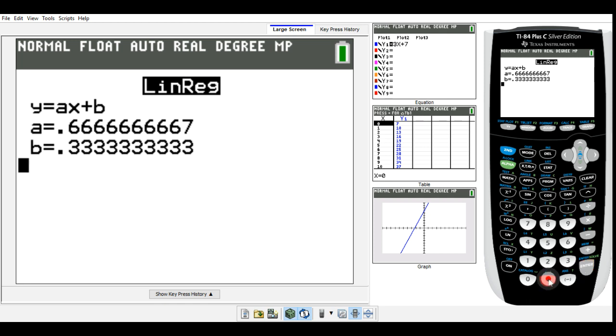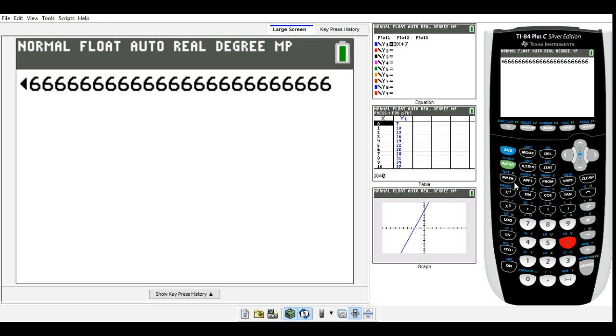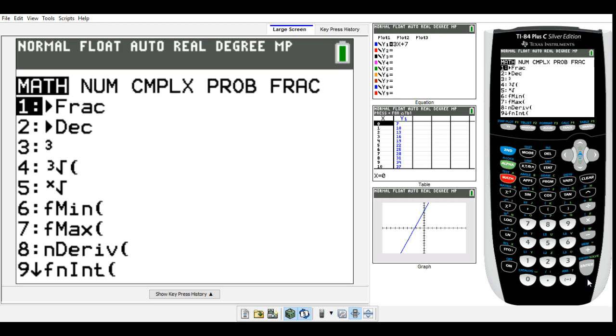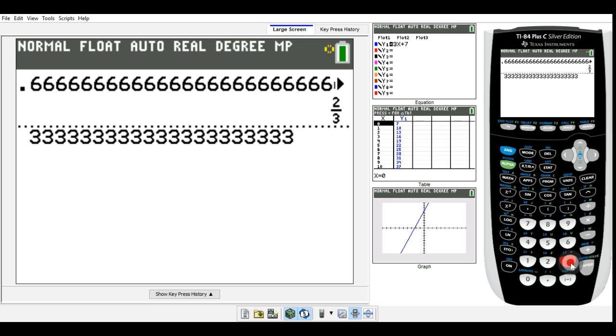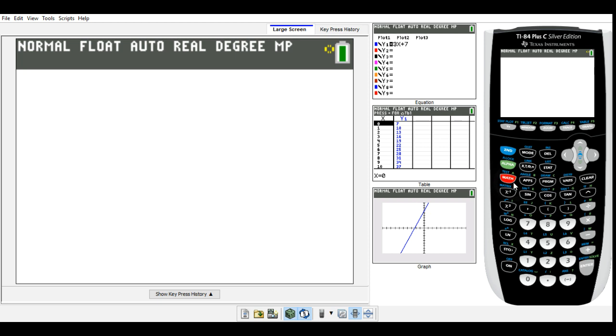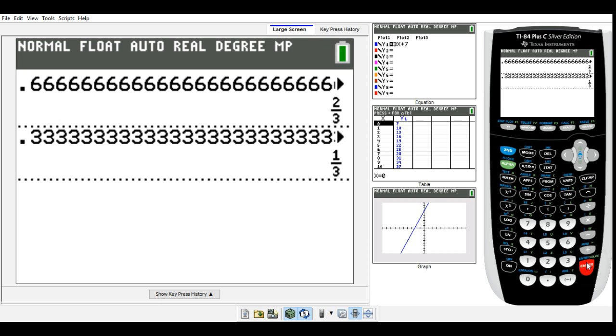If you typed in 0.6666666 as many times as you can on your calculator, remember to change it. You hit math, enter, enter. Your slope is a equals 2/3. And your b was 0.333333333. Keep clicking it, then hit math, enter, enter. There you go, your slope is 2/3, and b, which is your y-intercept, is 1/3.